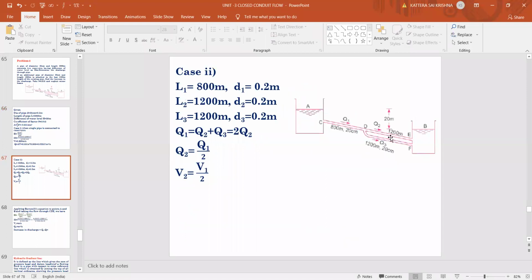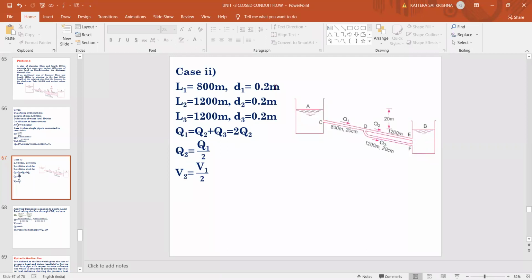After this, we are going for case 2. In case 2, we are going to take a parallel pipe like this. So we are attaching one more pipe here. Now first we'll write the given data. If it is branched, we'll get 3 sections of the pipe here in between, CD, DE and DF. So let us take L1, that is the length between C and D, which is 800 meter. Diameter D1 is 20 centimeter, which is 0.2 meter.